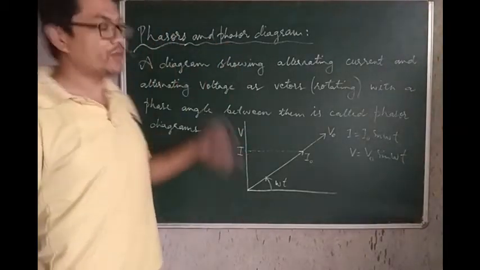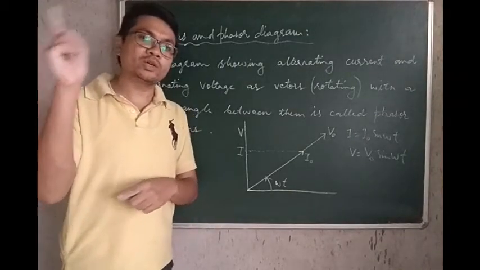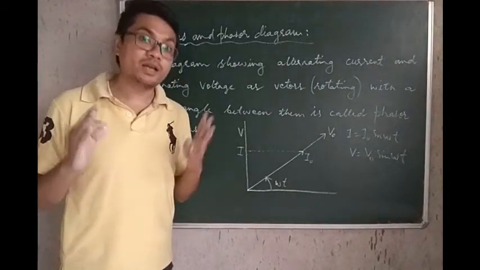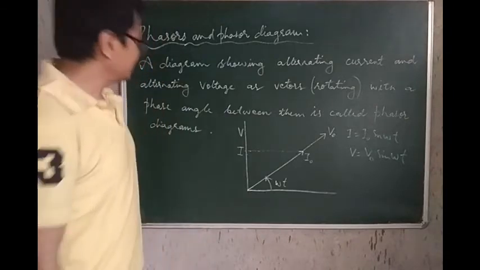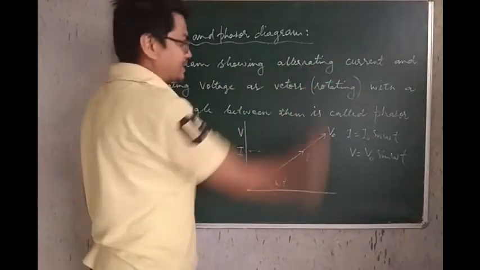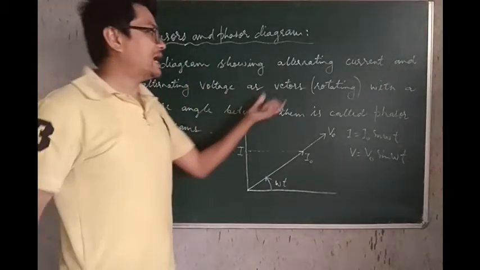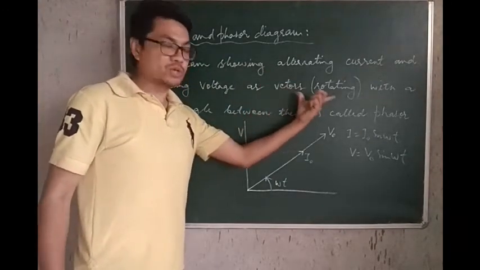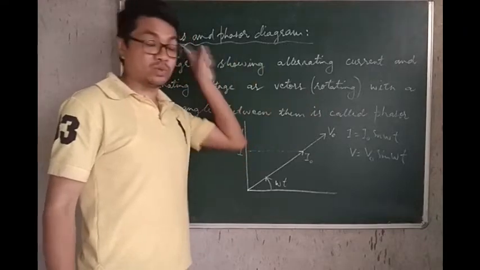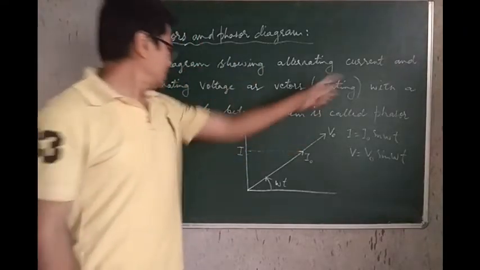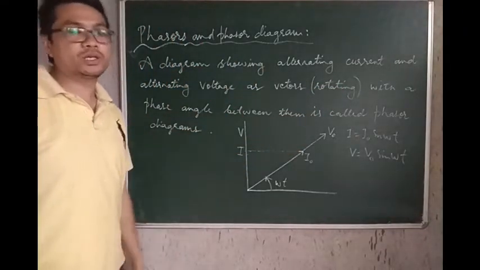The last topic for this video is phasors and phasor diagram. Now, what are phasors? Phasors are rotating vectors, so to say. They are vectors essentially. A diagram showing alternating current and alternating voltage as vectors which are rotating vectors, and this rotating vector with a phase angle between them is what is called a phasor, mind you.